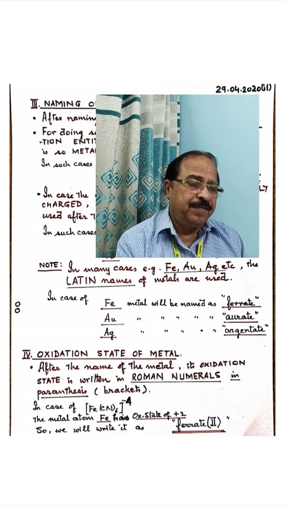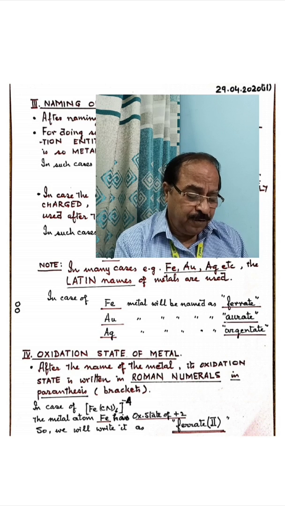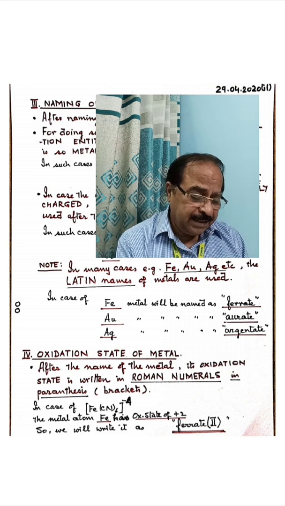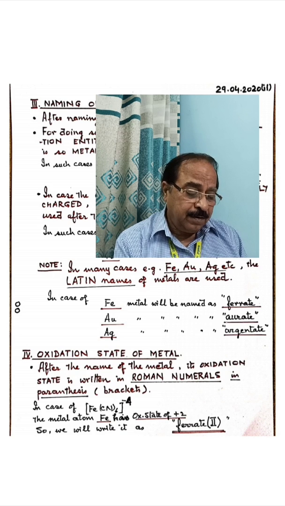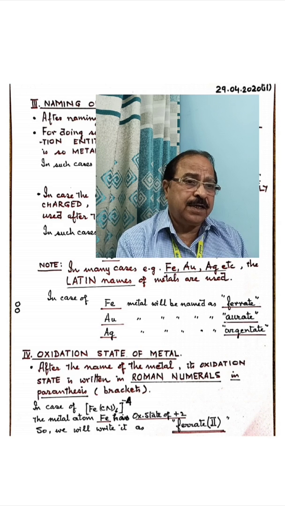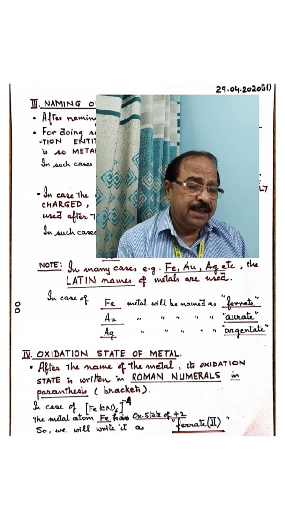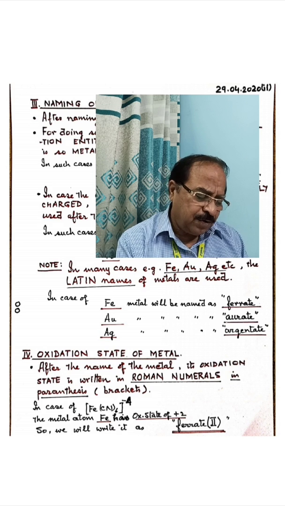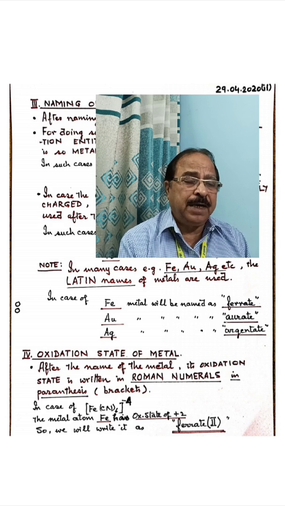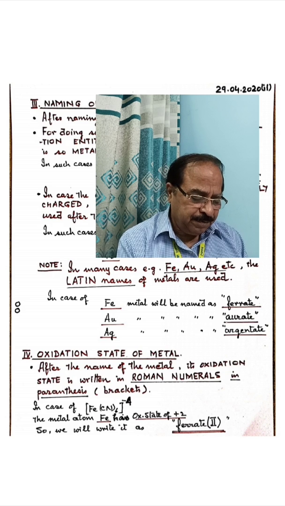For example, I have given one example. In the case of this coordination entity, which has an Fe atom and 6 cyanide ligands, the charge is -4. If you think carefully, each cyanide ligand has a negative charge on it, and if there are 6 cyanide ligands, then the total charge is -6. On the coordination entity as a whole, the charge is -4. It means that the iron atom must have a +2 charge, so the oxidation state of the iron atom is +2.